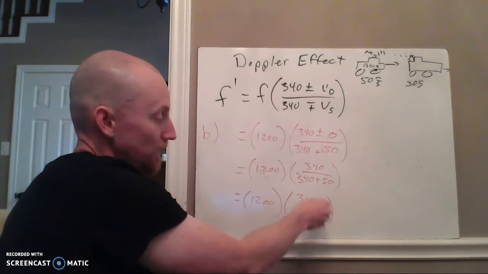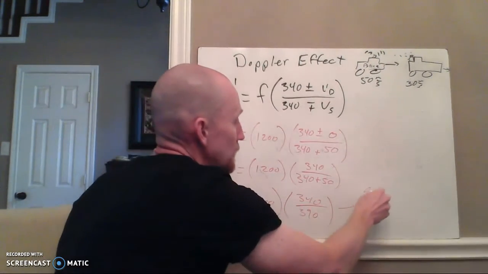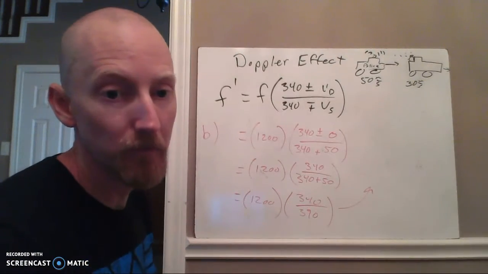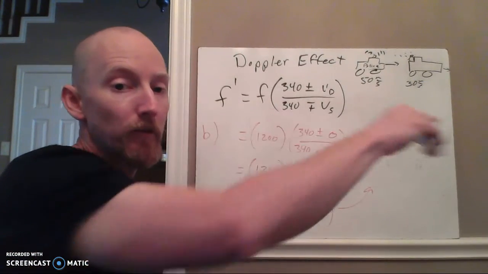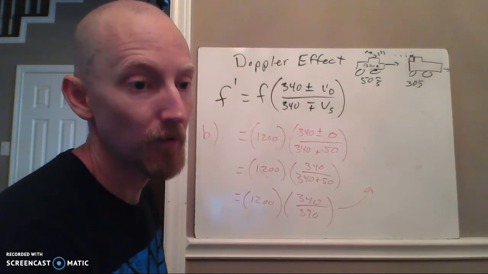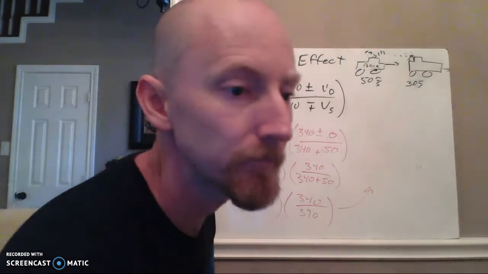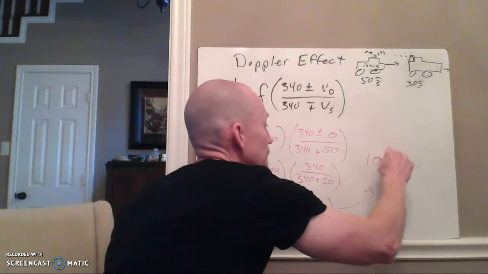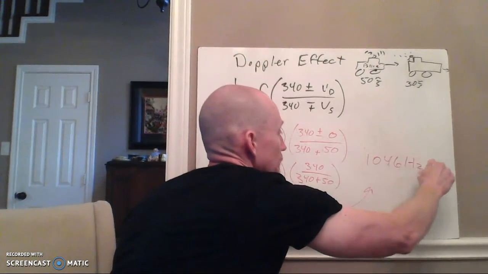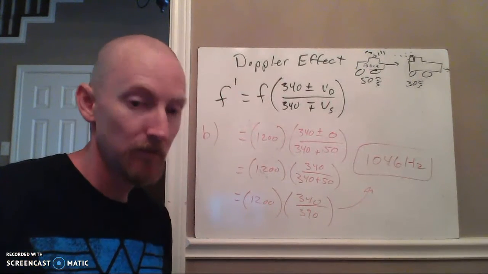This is a fraction less than 1. When you multiply that number by something less than 1, you should get a smaller frequency. So as the cops go away from you, that's when the pitch goes down. And so you should get something less than 1,200. It's 1,046 hertz. It's going to be less. That kind of makes sense.